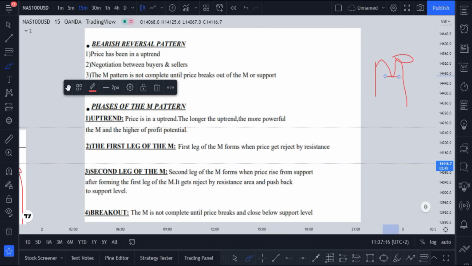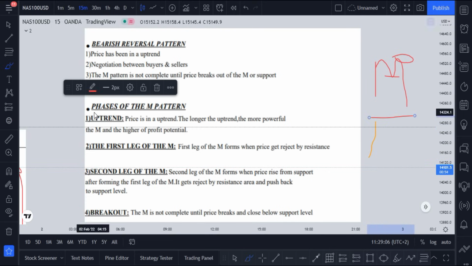Now you need to understand that when it comes to the formation of these patterns, starting off with the M formation once again, we basically have phases, right? So the first phase is basically the uptrend that the market will currently be in, right? So the market is currently in an uptrend, and then it hits a level of resistance over here, right? So that is where it brings us to a second phase where we create our first leg, right? So the first leg of the M forms when the price gets rejected by resistance, right? So right here, maybe we have a resistance level that will be sitting above this level over here, right?